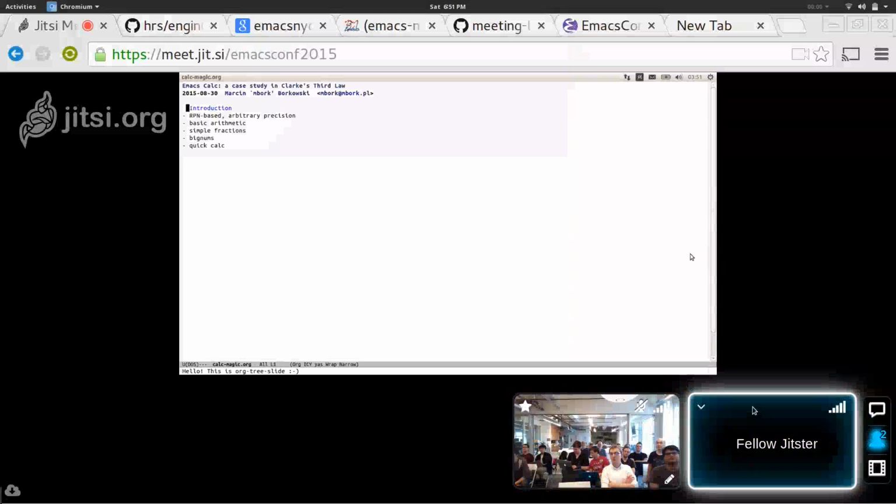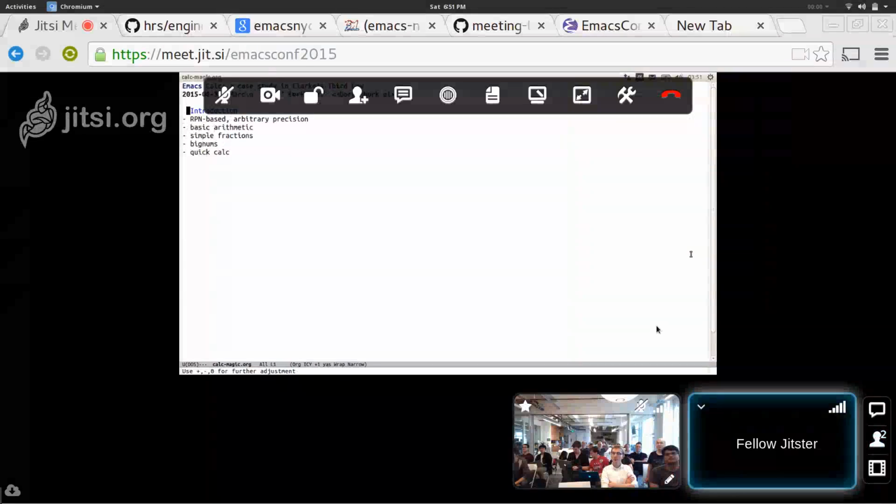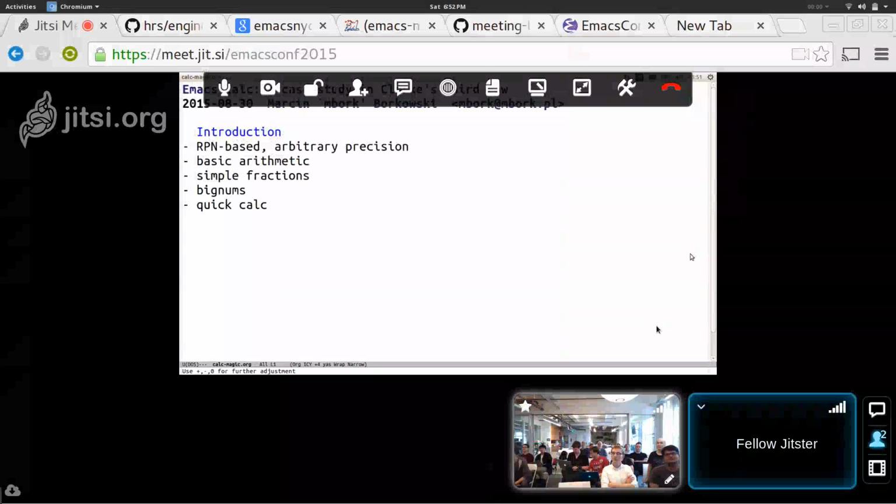Can you see my Emacs? Can you make the font one bigger?